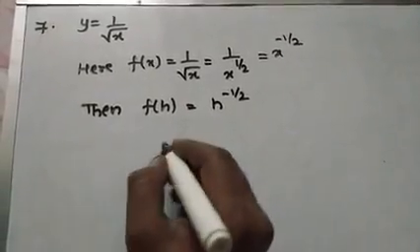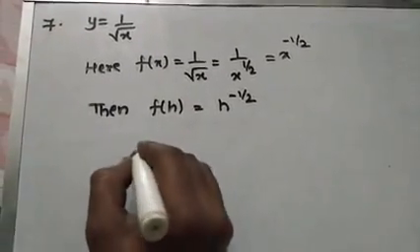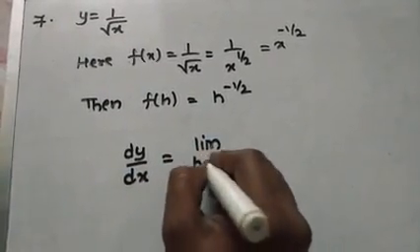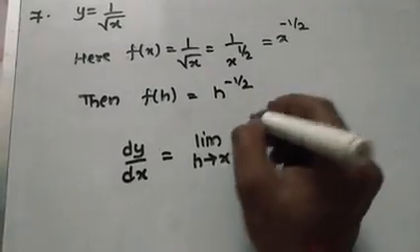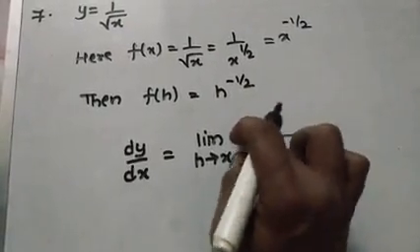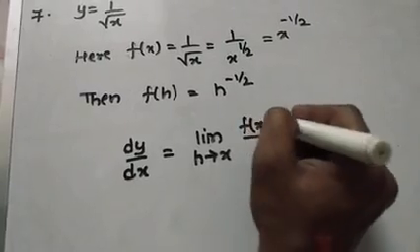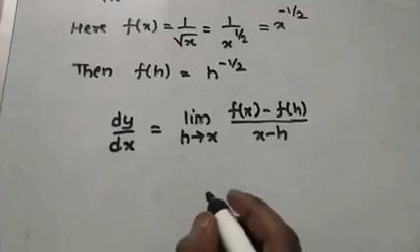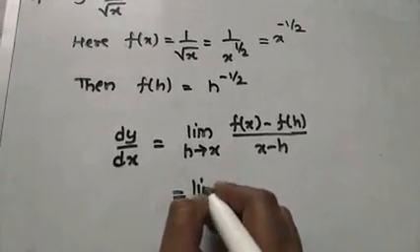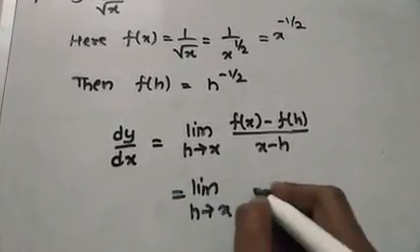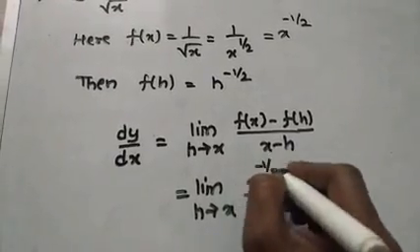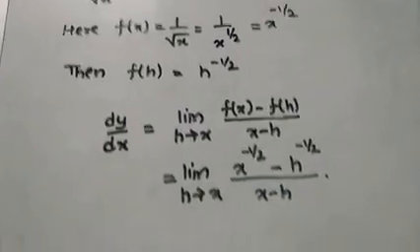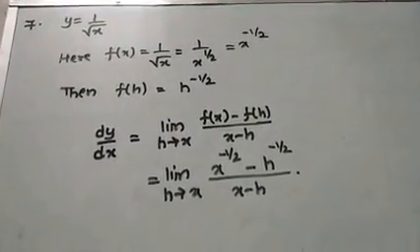So by using the first principle of derivative, using the formula dy by dx equals to limit h tending to x, f of x minus f of h by x minus h, that is limit h tending to x. Now just putting the values, x to the power minus half minus h to the power minus half by x minus h. Up to this clear?